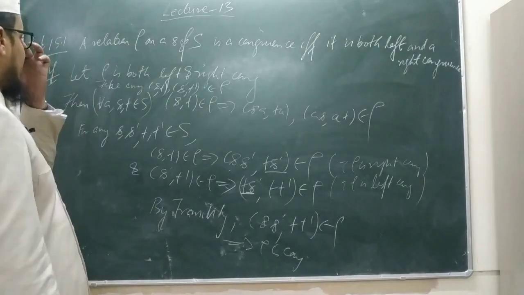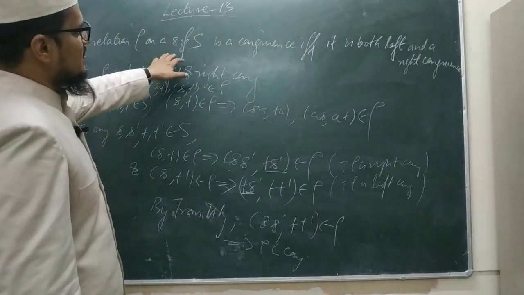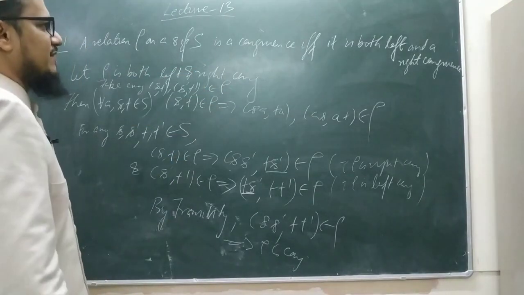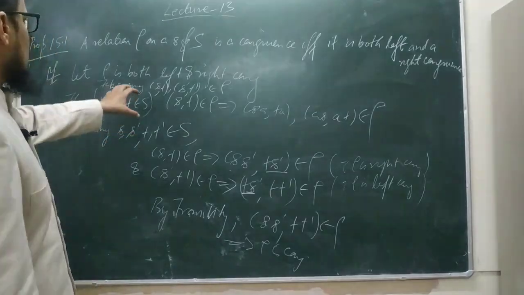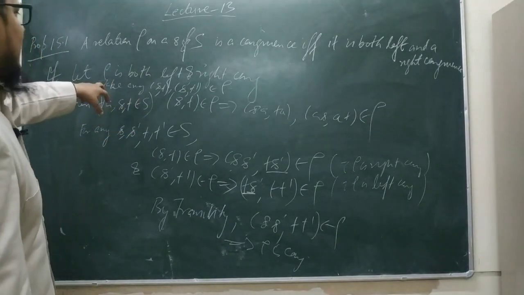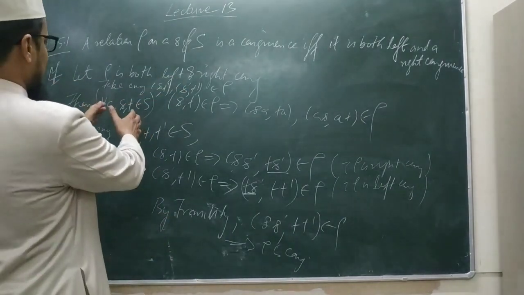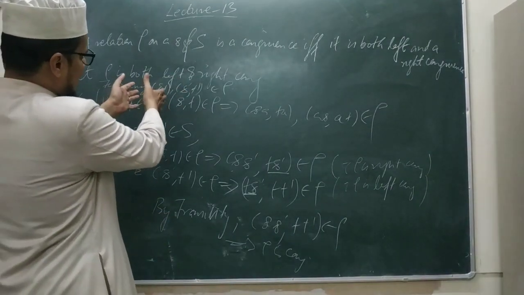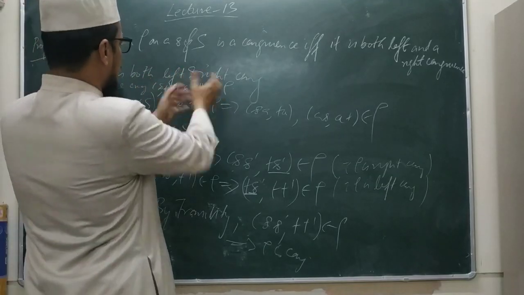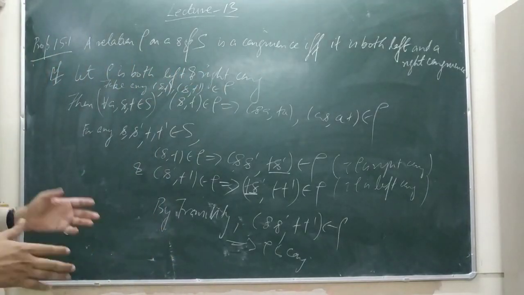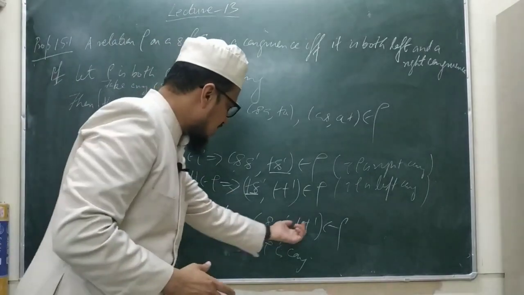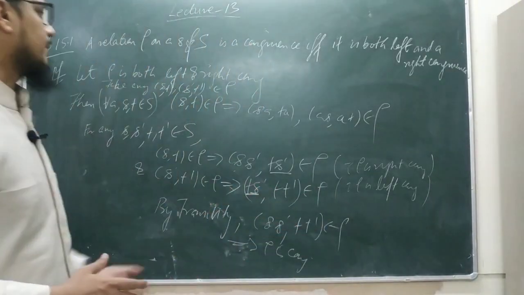So basically, we have to prove that a relation rho on a semigroup S is a congruence if and only if it is both a left and right congruence. So we are doing the converse side: let rho be both a left and right congruence. It means that you take any (s, s'), (t, t') belonging to rho. So now what we have to prove? We have to prove that (ss', tt') belongs to rho. This is our claim, correct?